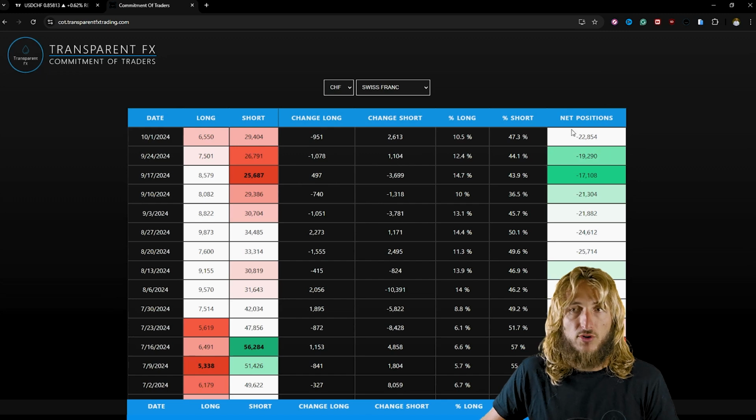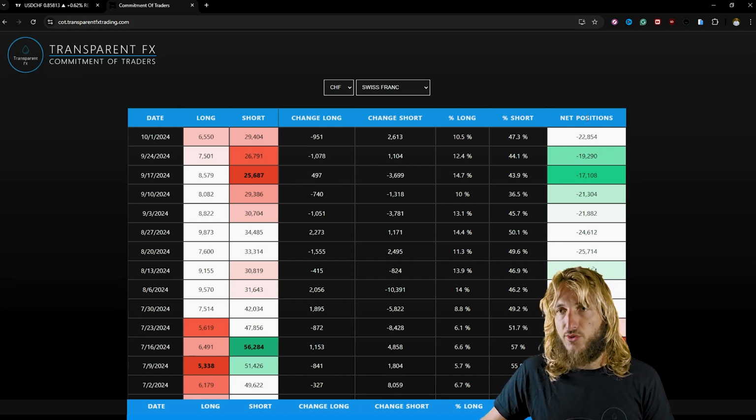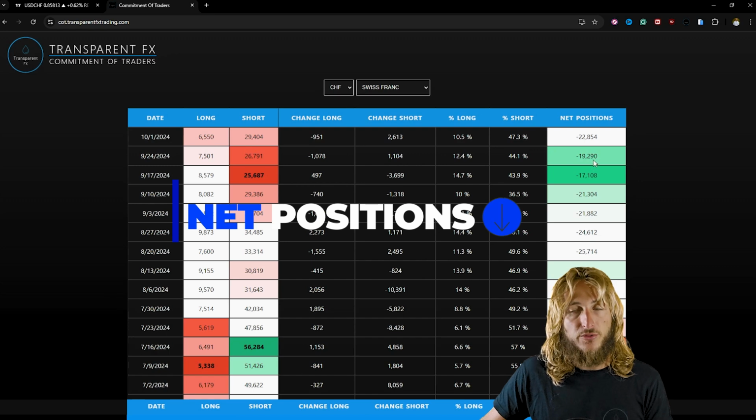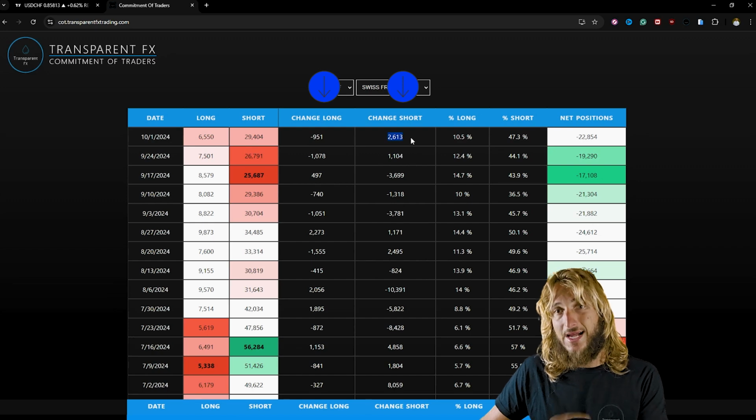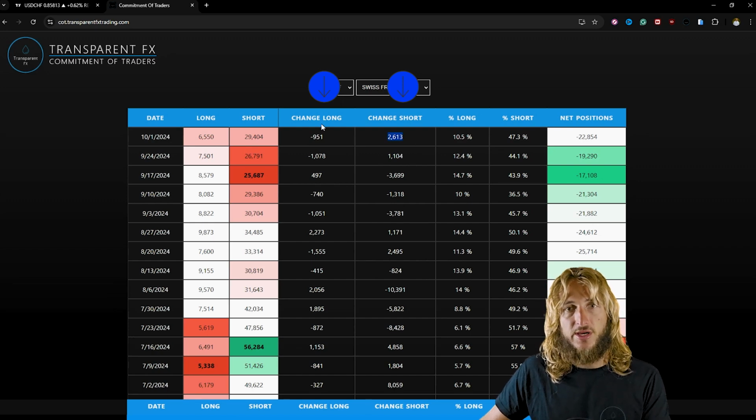So if we look at the net positions for CHF USD, we can notice how with the last reports, net positions have decreased. We went from minus 17K to minus 22K net positions, with 2,600 shorts added with the last report on the CHF and almost 1,000 longs getting closed.